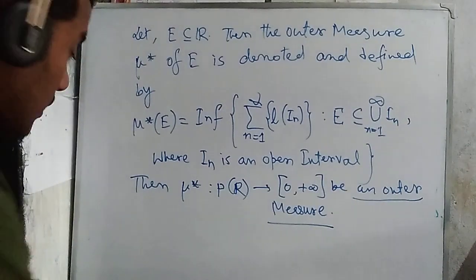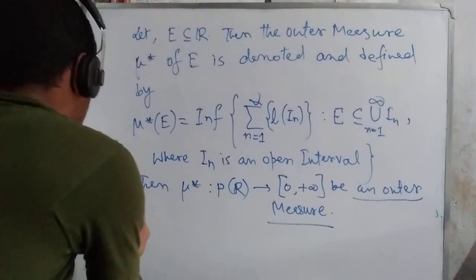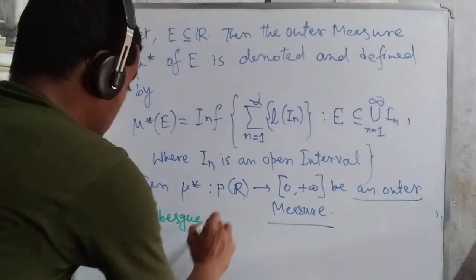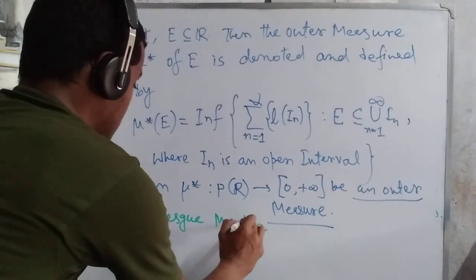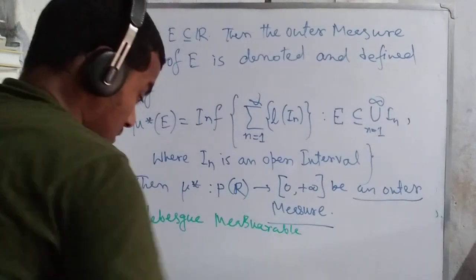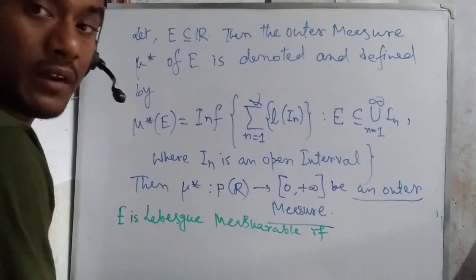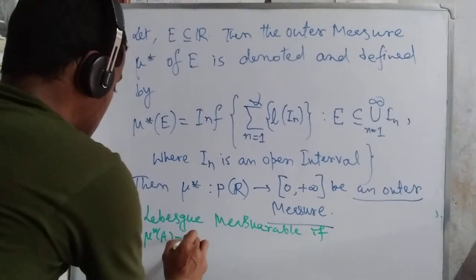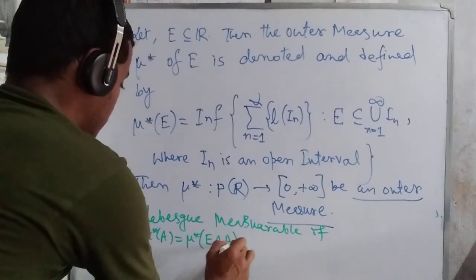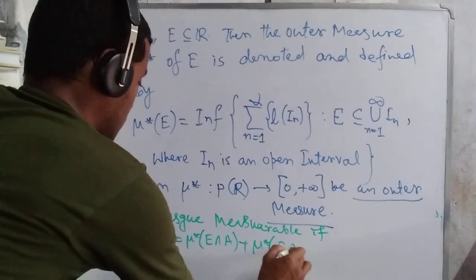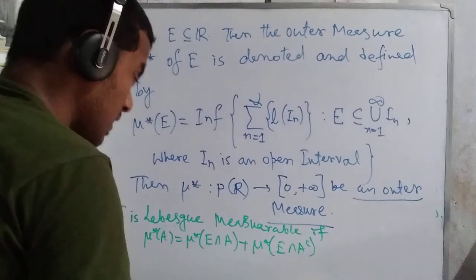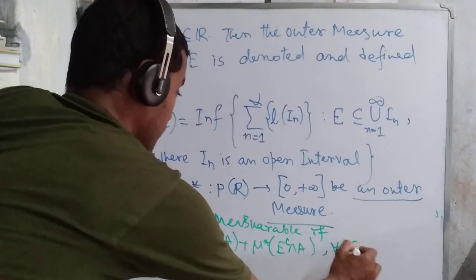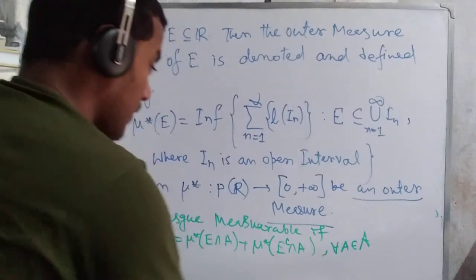Now again, it is also known that E is Lebesgue measurable if mu star A equals mu star of E intersection A plus mu star of E complement intersection A, for all A belonging to this.